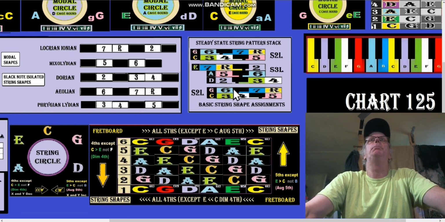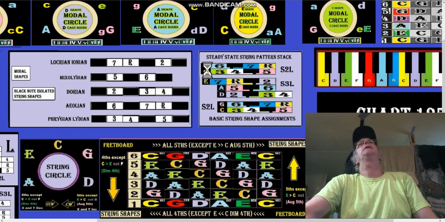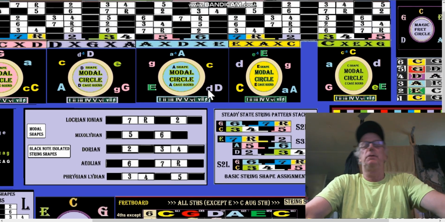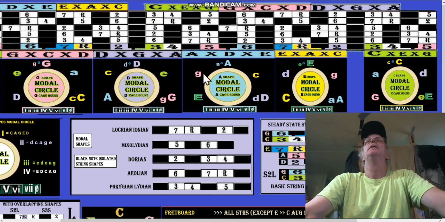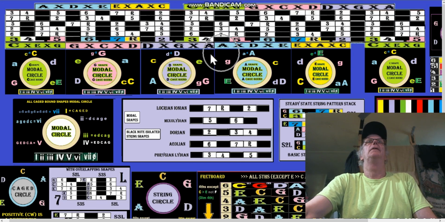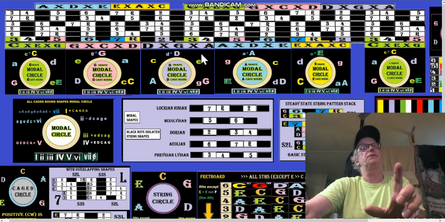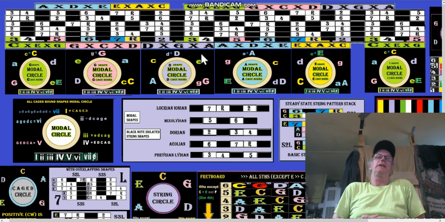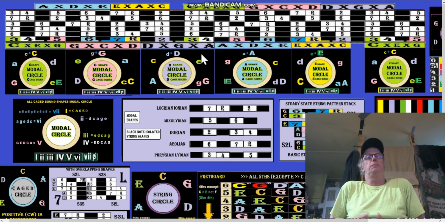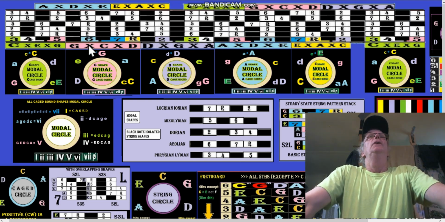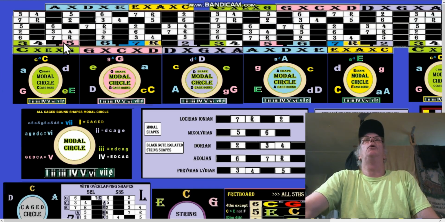This is why these are emboldened here, because they are bottom string members of the cages, of the cage shape cages. They're just shapes now, but it behooves you to learn them in the key of C, and then you can apply them to any key that you're in. Mostly that would be the key of A, G, E, or D would be the best idea.